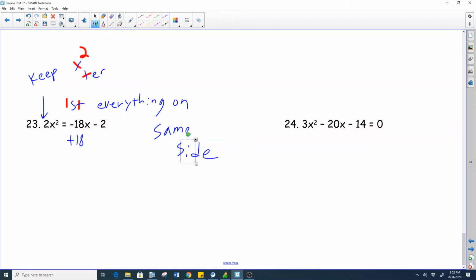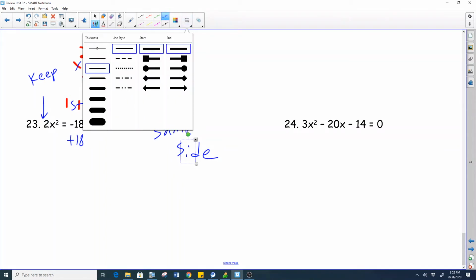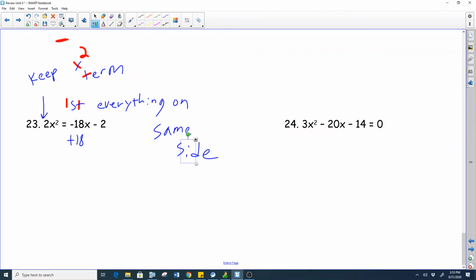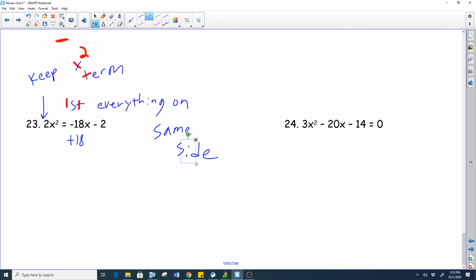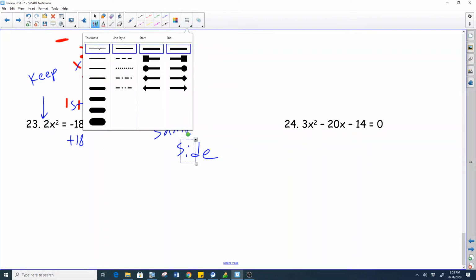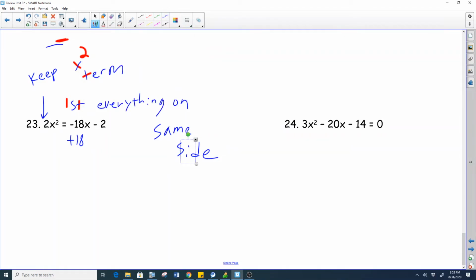So why does it keep doing that? I need to fix that. Let's try it. Blue, blue, blue. Why did it do red? You silly. Blue, blue, blue. Come on. Okay, there we go.